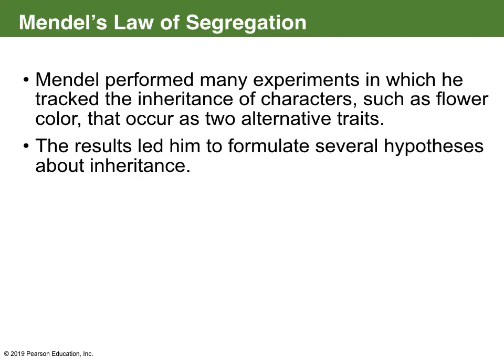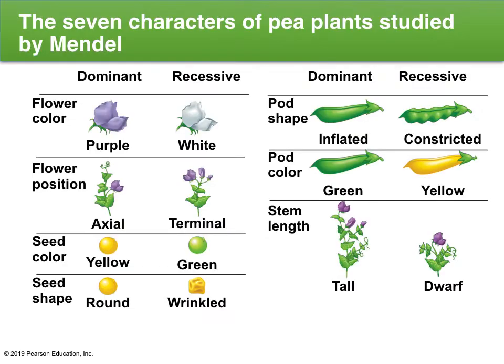Now, Mendel performed many experiments in which he tracked the inheritance of characters, such as flower color, that occur as alternate traits. These results led him to formulate several hypotheses about inheritance. Again, as you now know from doing the labs and your reading, not all inheritance is quite this simple. That's why you'll hear me refer to Mendelian inheritance, which is just plain old dominant, recessive, all that.